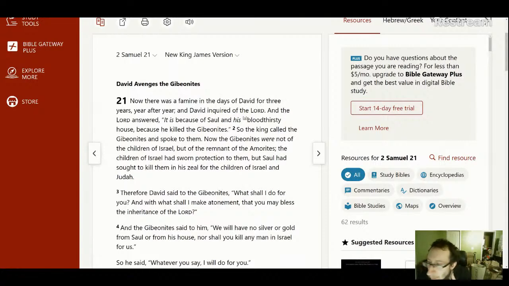Okay, so I guess it wasn't Samuel. It looks like it's Nathan. So it says Nathan, in the Lives of the Prophets, was from Gibeon. So Nathan was a Gibeonite prophet. Interesting.